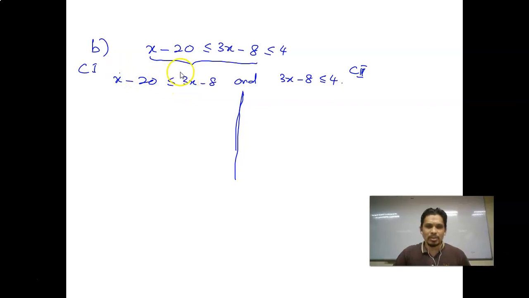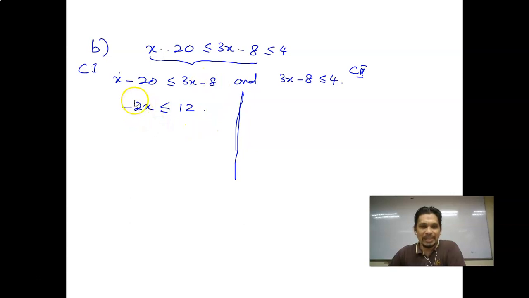3x brought to the other side becomes negative, so x minus 3x is negative 2x. Then negative 20 brought to the other side becomes positive, so negative 8 plus 20 equals 12. 20 minus 8 is 12, yes.